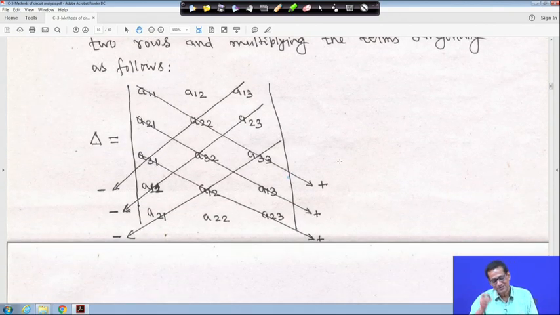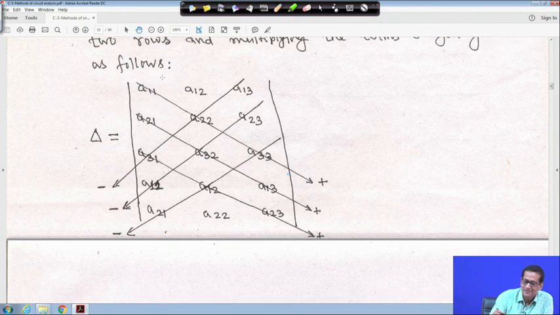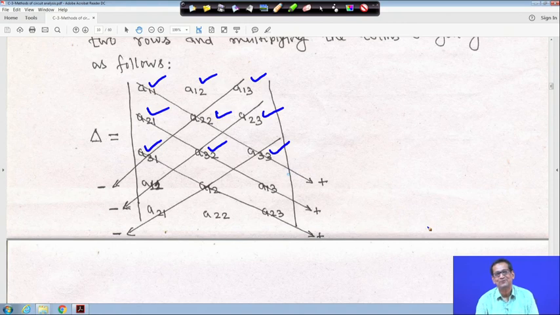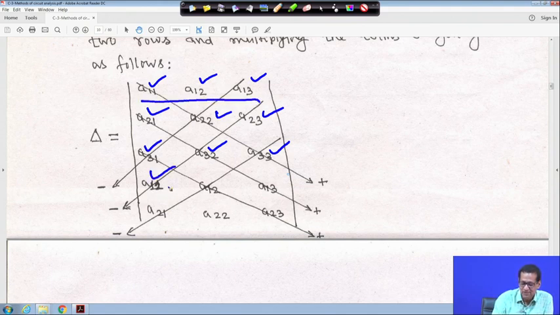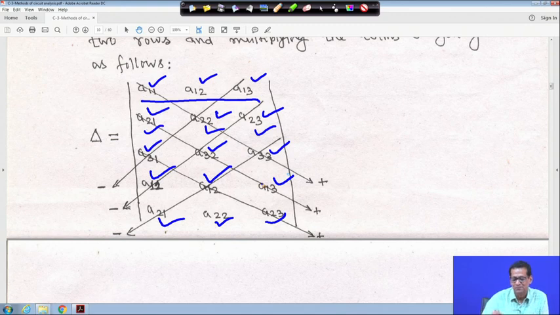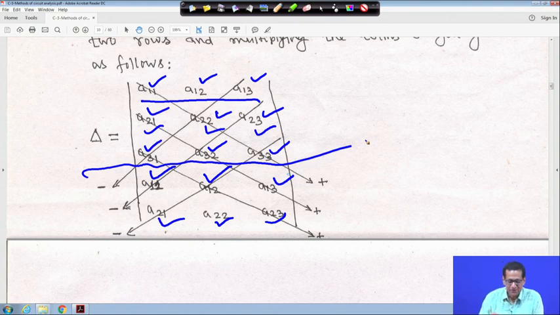Very easy to understand. What you do is this: a 1 1, a 1 2, a 1 3, a 2 1, a 2 2, a 2 3, a 3 1, a 3 2, a 3 3. This cross I have made. Then you repeat the first two rows further: a 1 1, a 1 2, a 1 3, and a 2 1, a 2 2, a 2 3. So first thing is your 3 into 3 matrix, and then you repeat the first two rows. Then you see how quickly you will get it.